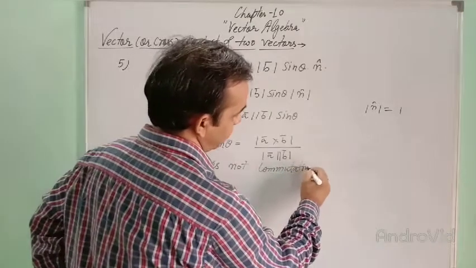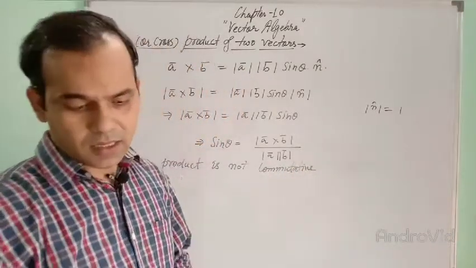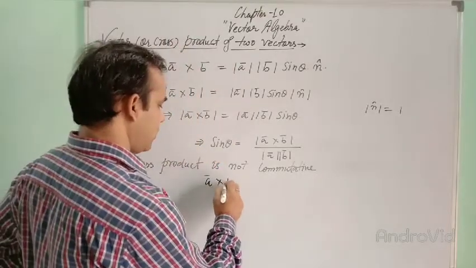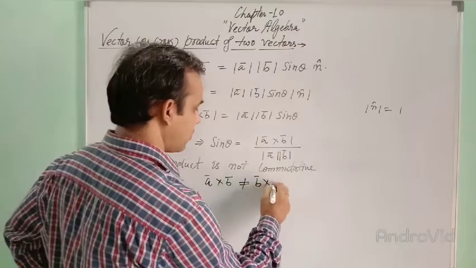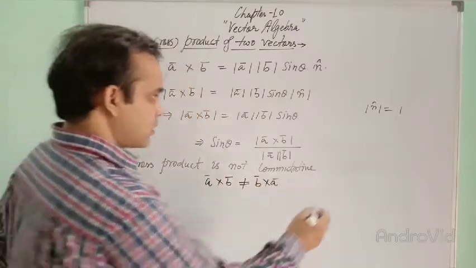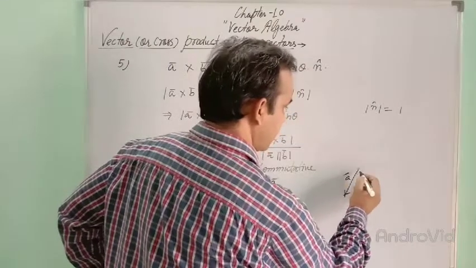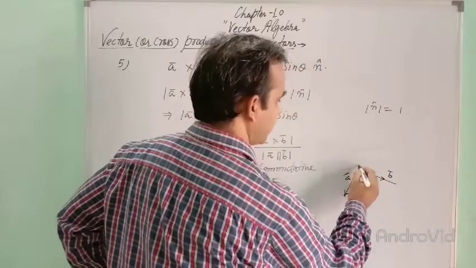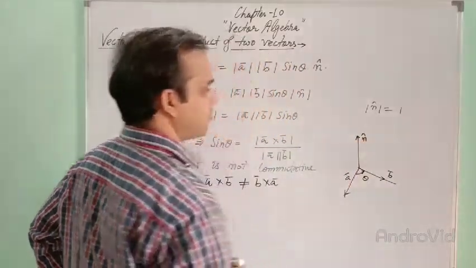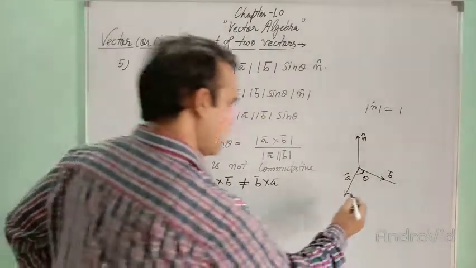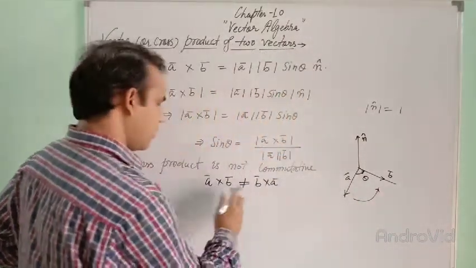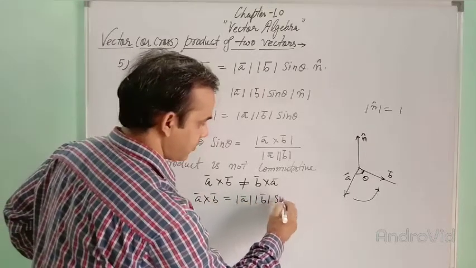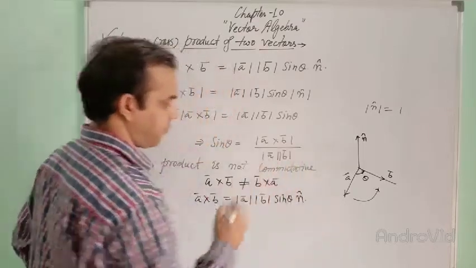Cross product is not commutative, which means we can't say that A cross B equals B cross A. So A cross B is not equal to B cross A. Suppose this is the vector A, this is the vector B, and theta is the angle between them. Then the direction of the normal unit vector will be in this direction. So here you see this is the value for A cross B. A cross B is magnitude of A, magnitude of B, sin theta and n cap.